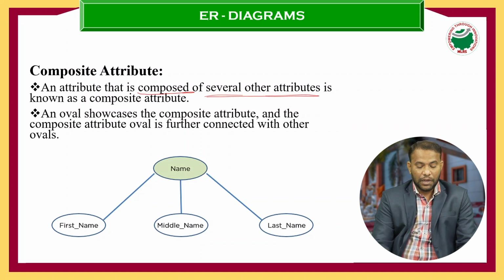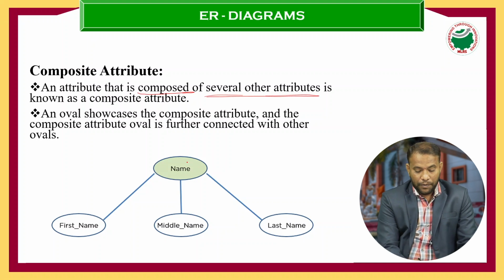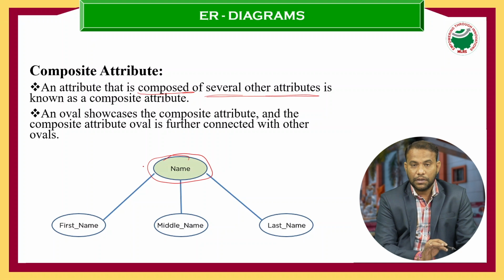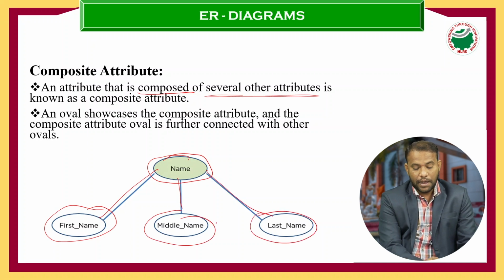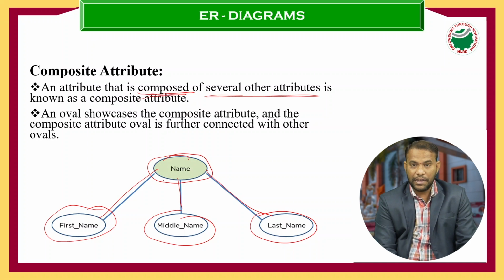For example, here we have a name attribute. For this name attribute we have first name, middle name, and last name. See here, an attribute that is composed: name is already an attribute, and it is composed of several other attributes, like first name, middle name, and last name. Those types of attributes are called composite attributes.